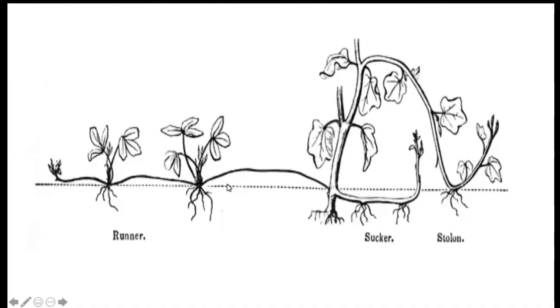And this runner is unidirectional, but if it becomes multidirectional, then this runner will be called an offset.